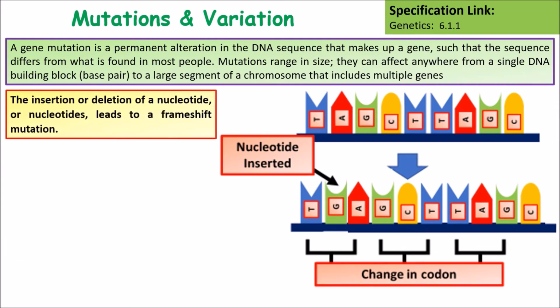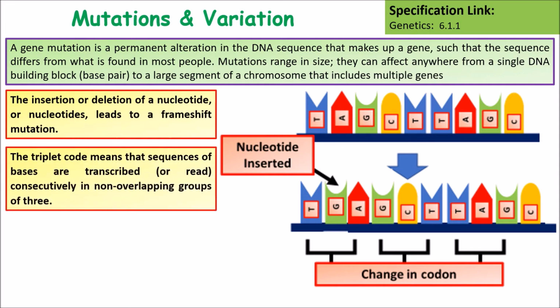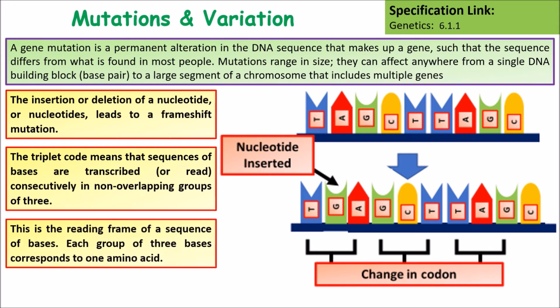The insertion or deletion of nucleotides leads to what's called a frame shift mutation. The triple code means that the sequence of bases is transcribed consecutively in non-overlapping groups of 3. This is the reading frame of the sequence of bases. Each group of 3 bases corresponds to one amino acid. So if there's an insertion, that means that all of the codons will eventually end up being altered.